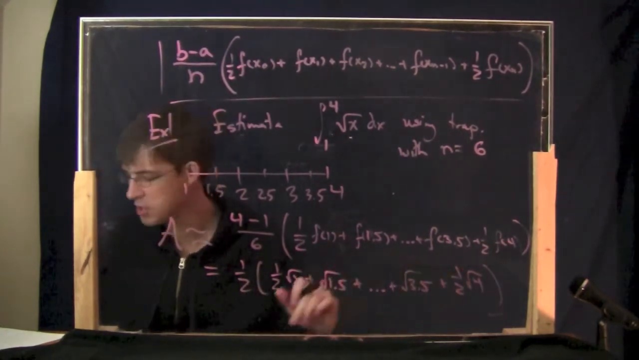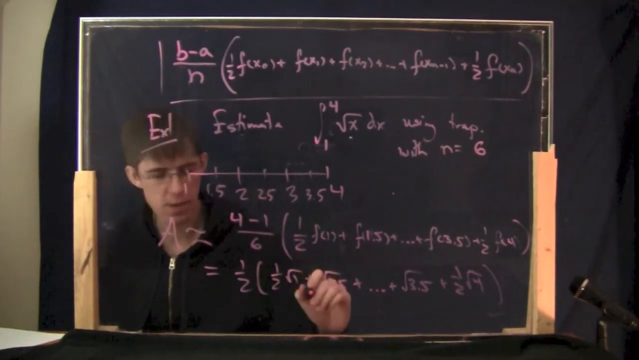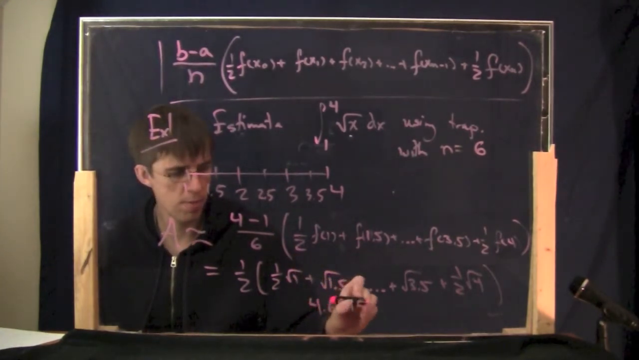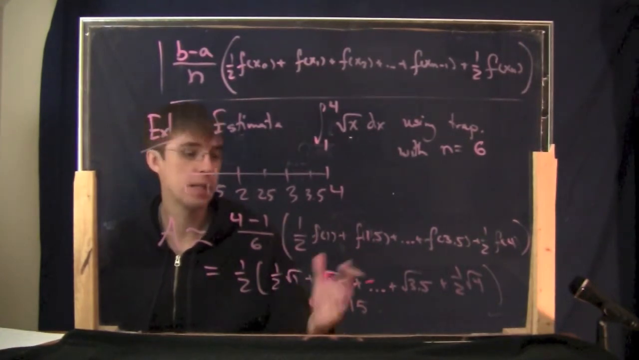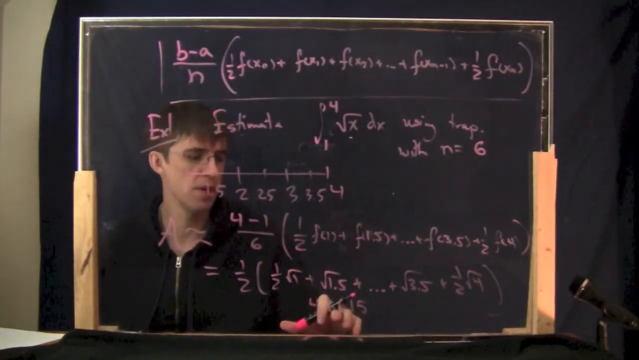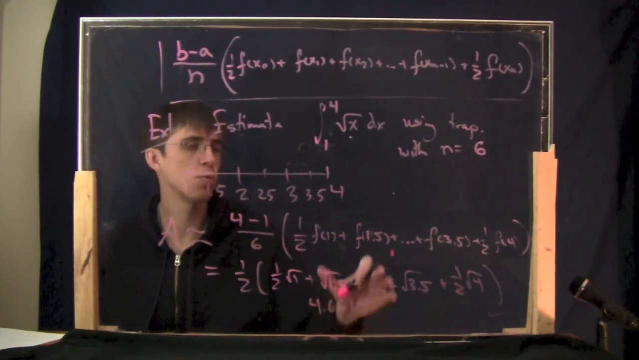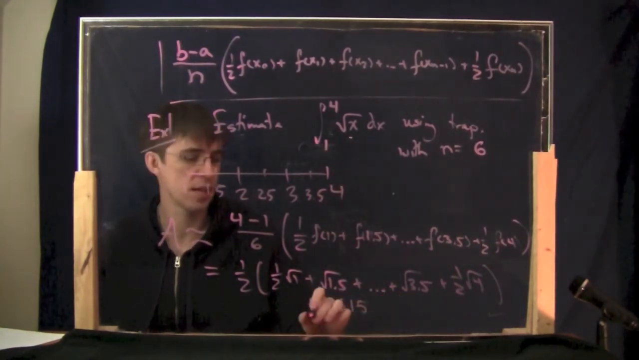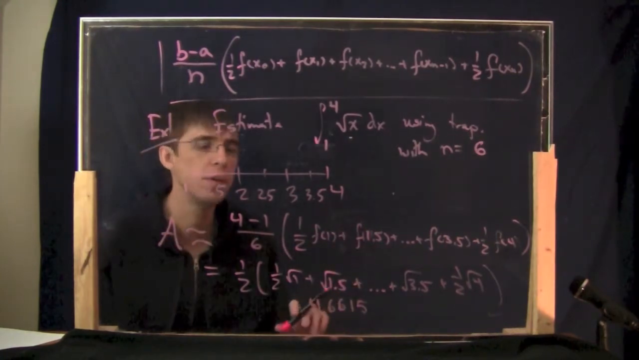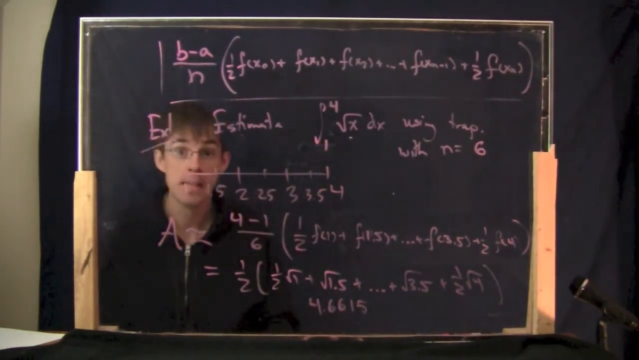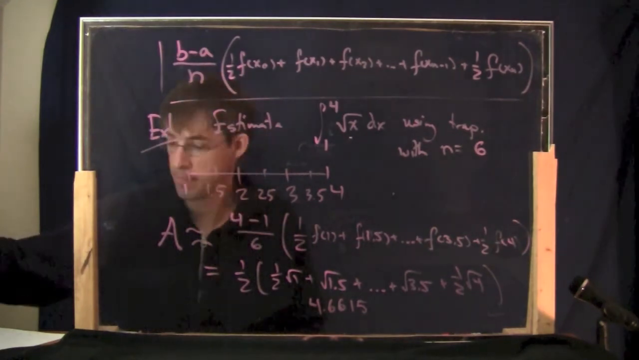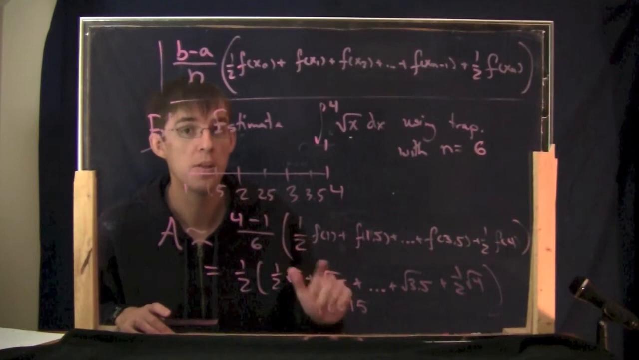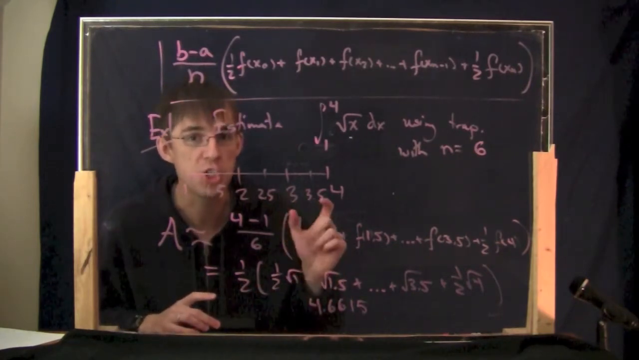If you want, you could plug this into your calculator. I did plug this into my calculator. I got 4.6615. All right, and just for your information, the actual value of the area under the curve is 4.6 repeating. So this is actually quite close to the real deal in this problem, quite accurate. In fact, you can make this a little bit more accurate with a slightly different shape, all right?